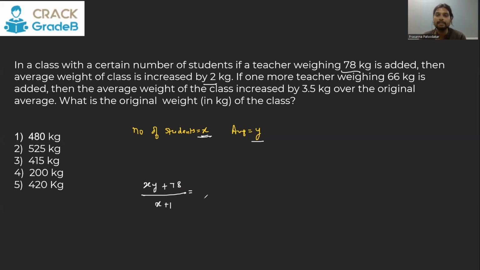It says the average increased by 2. So if the old average was Y, the new average will be Y plus 2. So you realize that when you solve this, XY will get cancelled. So don't worry, it is going to stay a simple equation only. Just a little calculation part. XY plus 78 should be equal to XY plus 2X plus Y plus 2. XY will get cancelled. And that shortens us down to 2X plus Y is equal to 76.